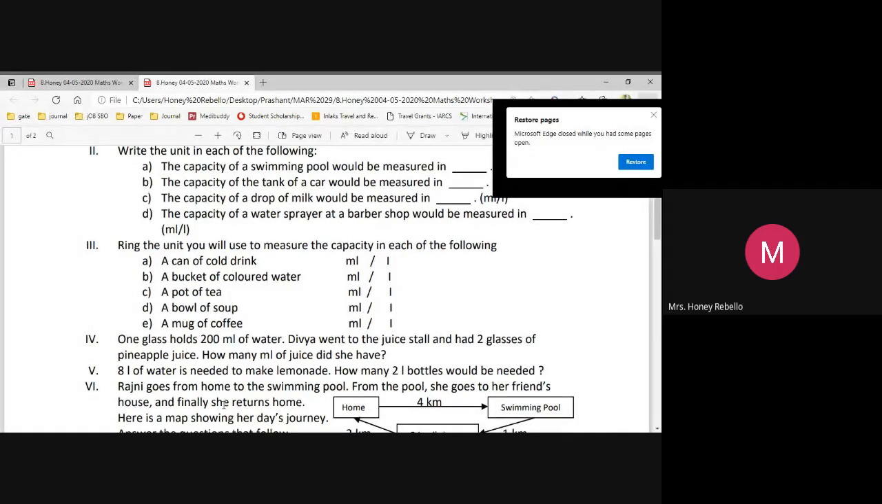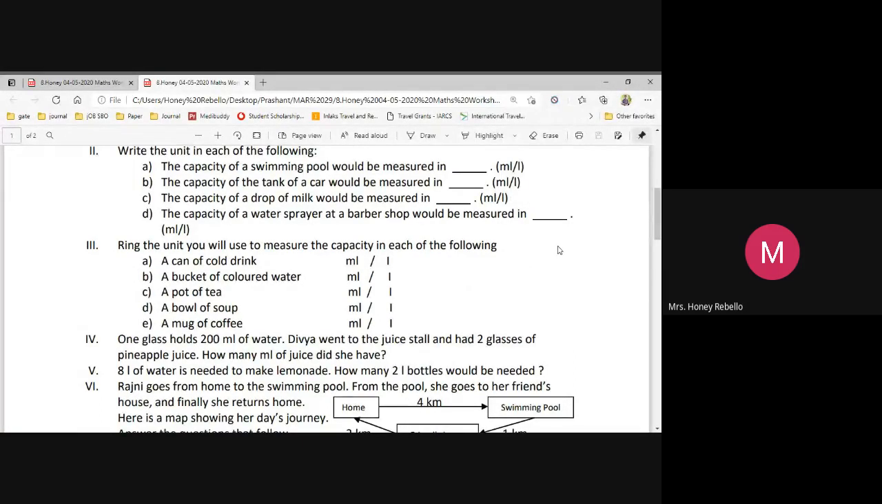A can, where you carry oil, all that. A can of cold drink. You're going to buy a can. How will you measure it? Is it liter or milliliter? I'm going to ask Abhisha. Milliliter, ma'am.